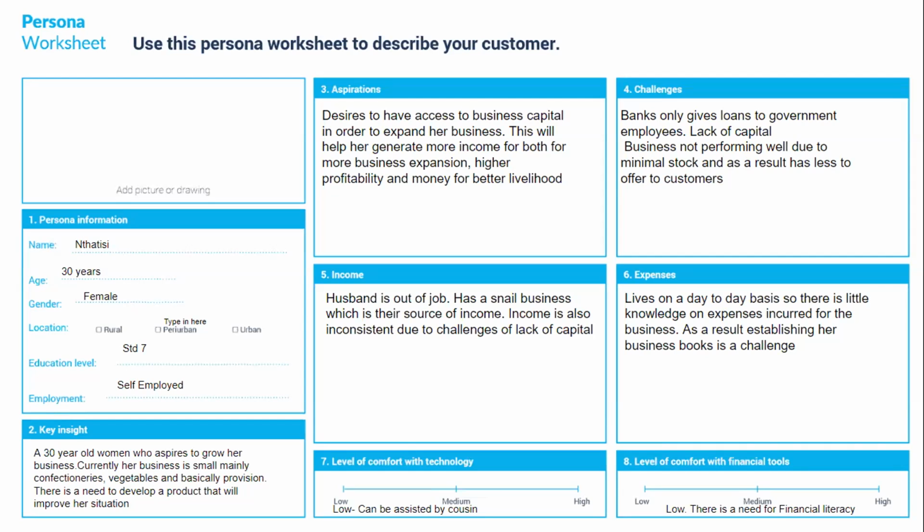Level of technology is very low. As we said, she ended school at standard 7, but she did mention that she can be assisted by her cousin. And then in terms of comfort with financial tools, it's also a struggle, and we established that there's a need for us to offer her financial literacy so that we can support her development in that front. Thank you very much. I will allow questions at this stage.